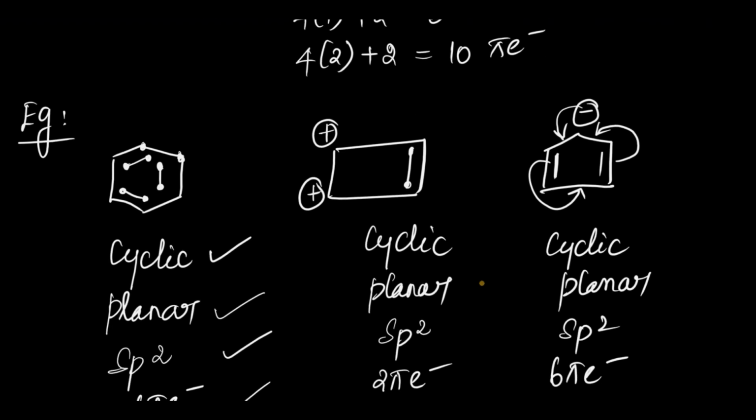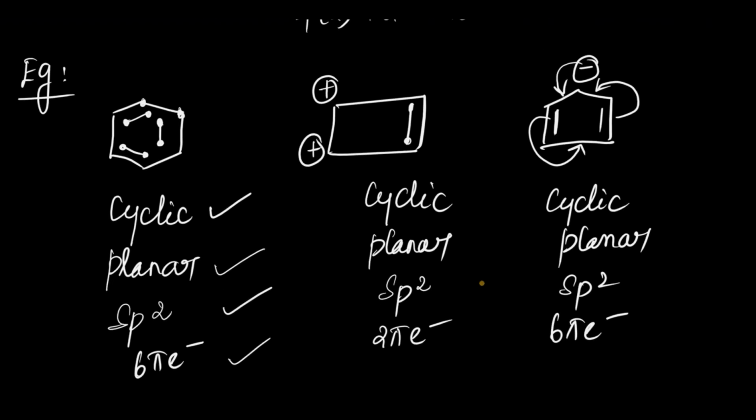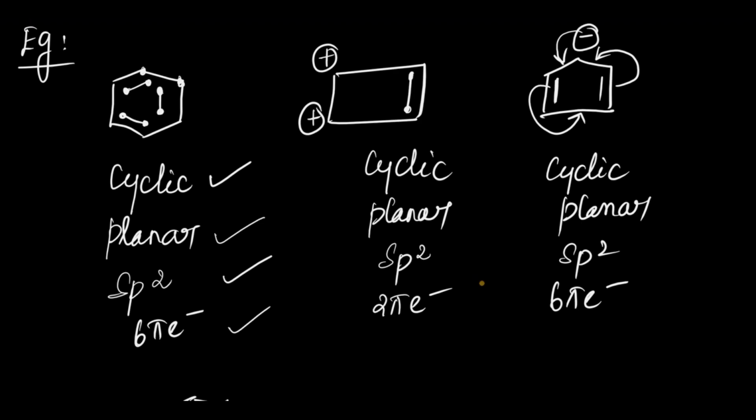Like, say, take benzene. Here I have 6 pi electrons. And the next one, which again has 2 pi electrons. So not only the bonds, but charges also should be in a way that they can delocalize with the atom and make it aromatic. Why aromatic is so important is that aromatic compounds are much more stable.